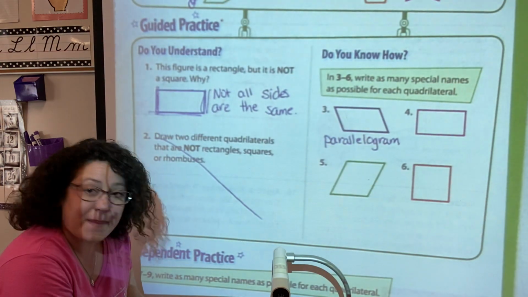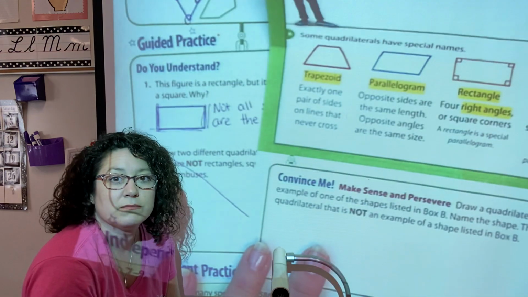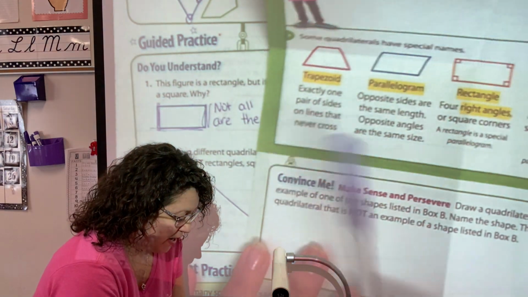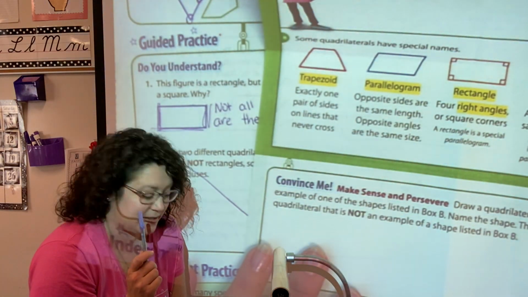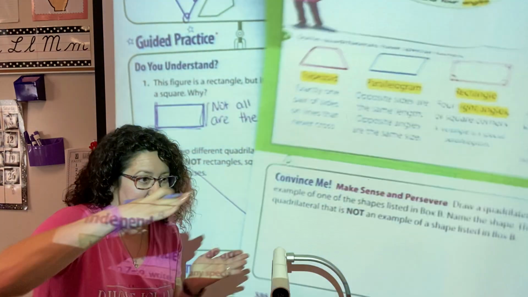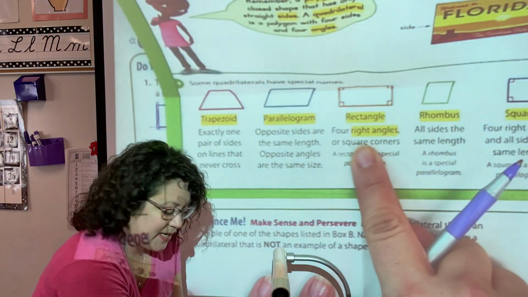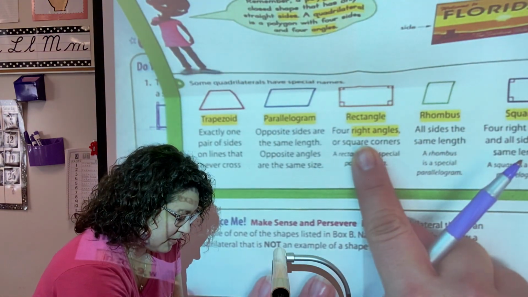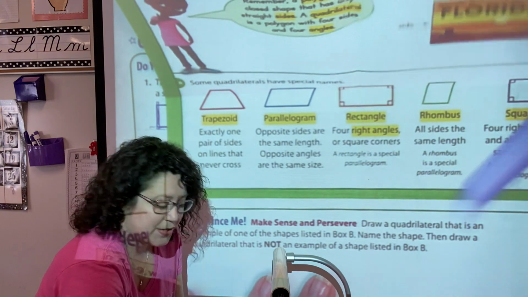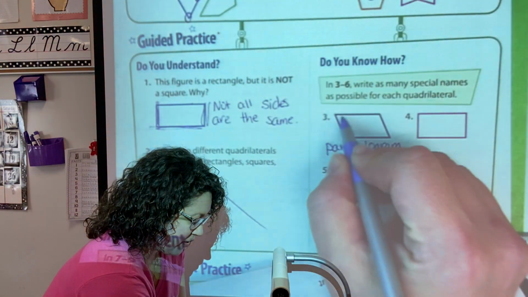Let's see, is it a trapezoid? No, because a trapezoid only has 1 pair of sides that never cross. This shape has two sides. Okay. Is it a rectangle? 4 square corners? No square corners. Okay. It's curved.